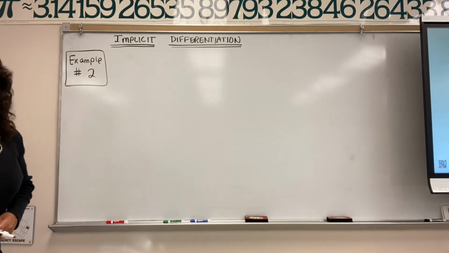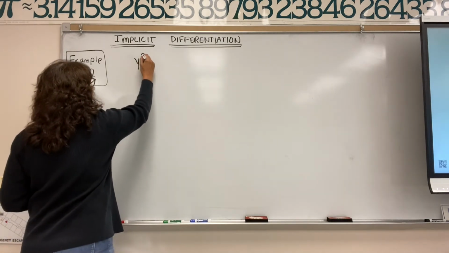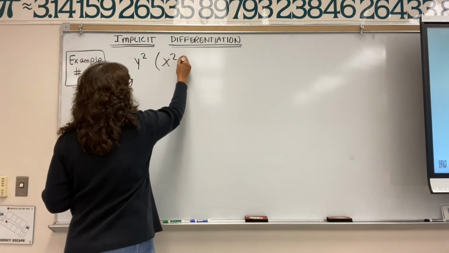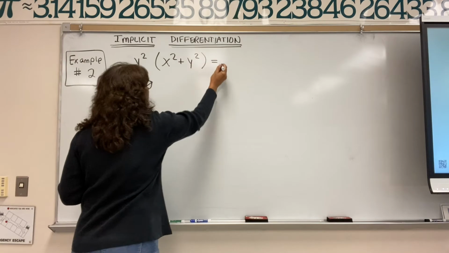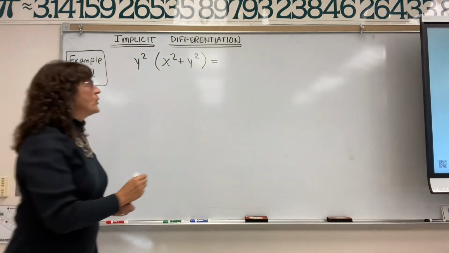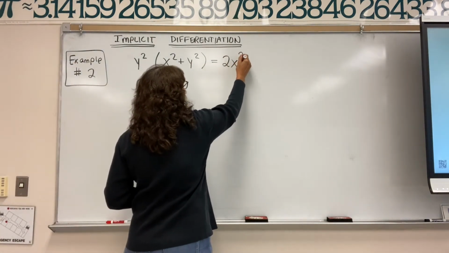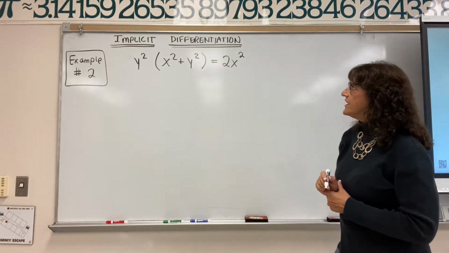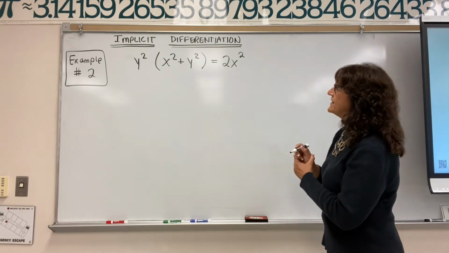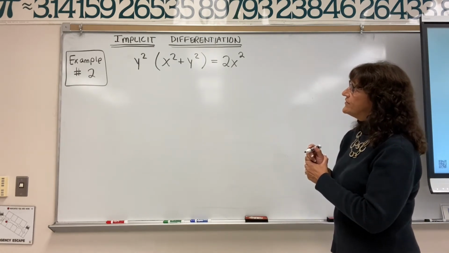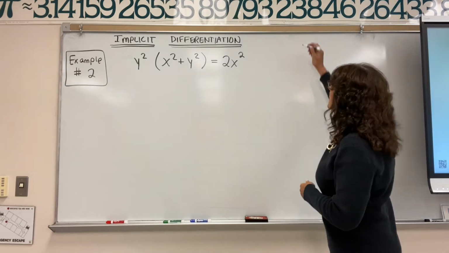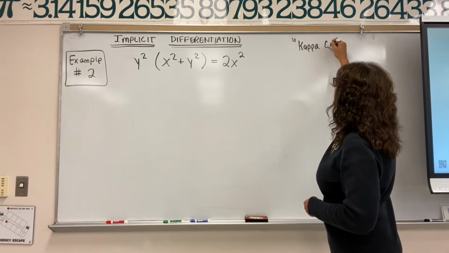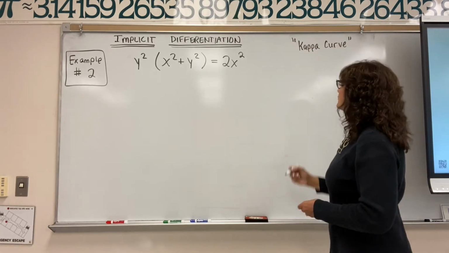Okay, so example number 2, we've got y squared times the quantity x squared plus y squared, and we're going to set that equal to 2x squared. So here's example number 2. This is the curve. We're going to implicitly find the derivative. You can see that we're not going to just try to get a y equals for this. This is not a function. But this curve right here, I told you, it has a special name. This is actually called the Kappa curve, in case you wanted to look that up.